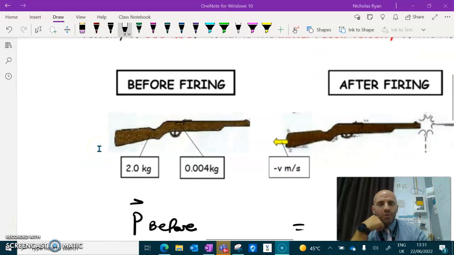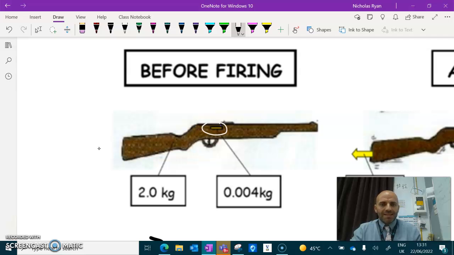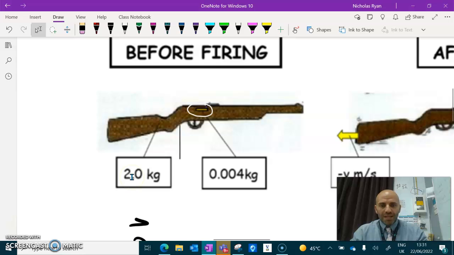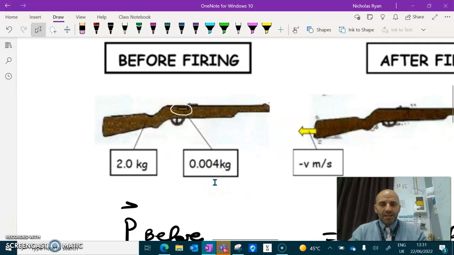So if we look at the before case, and remember with momentum questions, you always draw a picture before and after. The bullet is in here. So the gun and the bullet are essentially one system together, okay? So you've got your 2 kilogram mass plus the 0.004 kilograms, which is 4 grams, bullet in there.